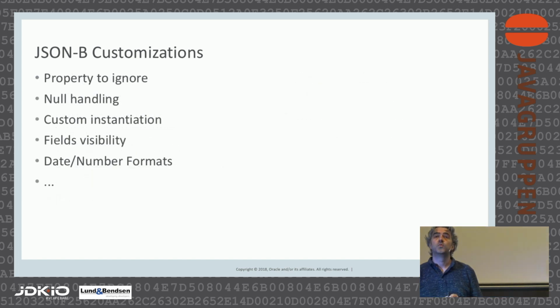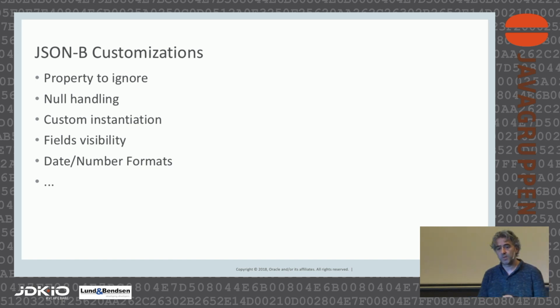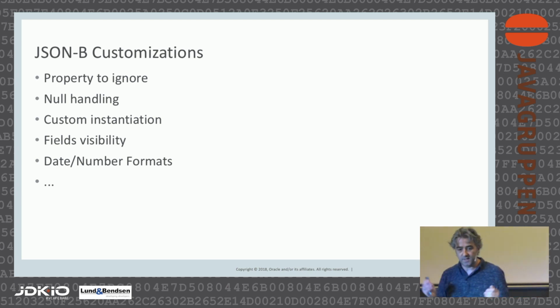Maybe there are properties that you want to ignore while doing the marshalling and unmarshalling. What should we do if you have null? By default, they will be ignored, but maybe there are some scenarios where it would make sense to carry that null object while doing the marshalling and unmarshalling. Maybe it has some business value, I don't know. And so on and so on.